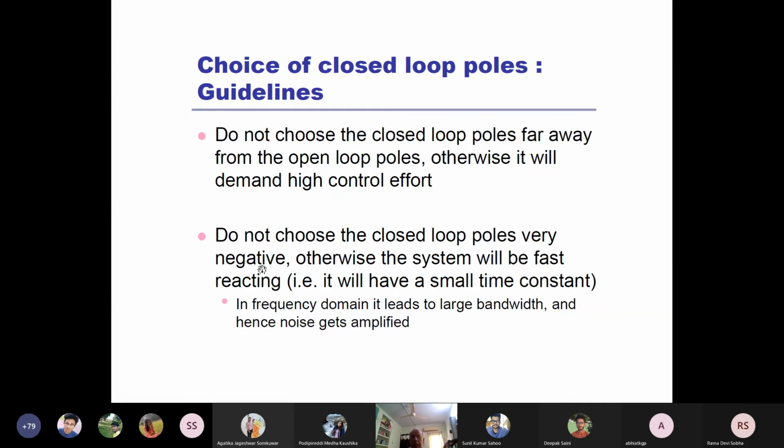Second is do not choose the closed loop poles very negative. Otherwise, the system will be fast reacting, which means your input amplitude will be very high, which is not desirable. In the frequency domain it leads to a large bandwidth, and if you have noise in the system, that will get amplified also.